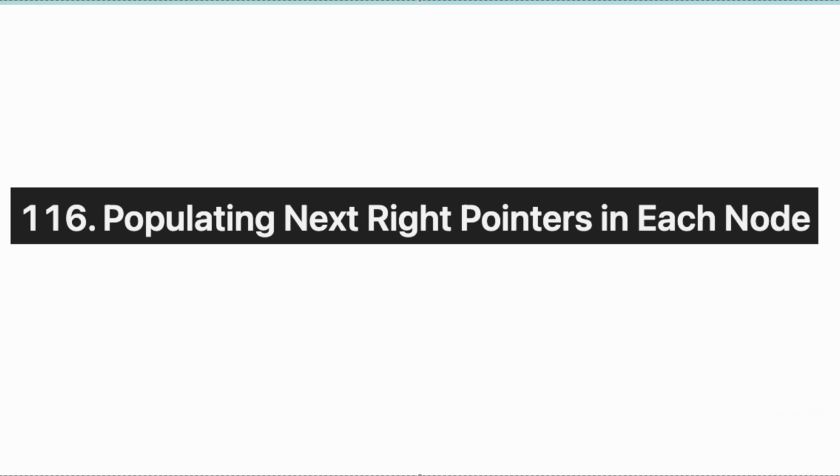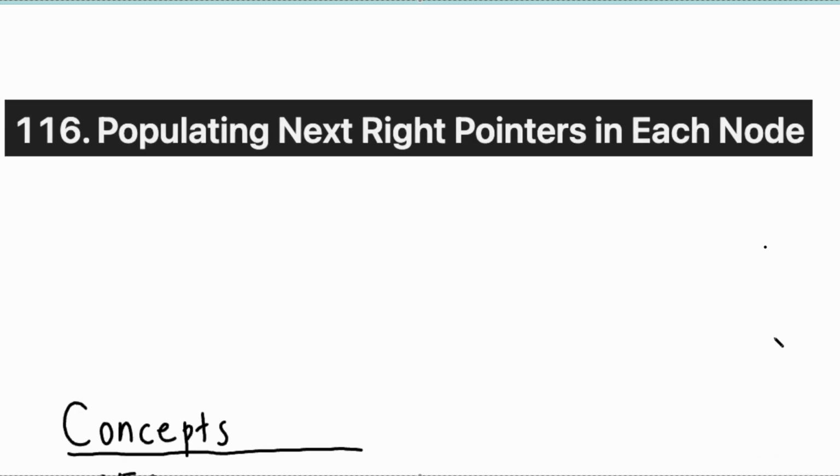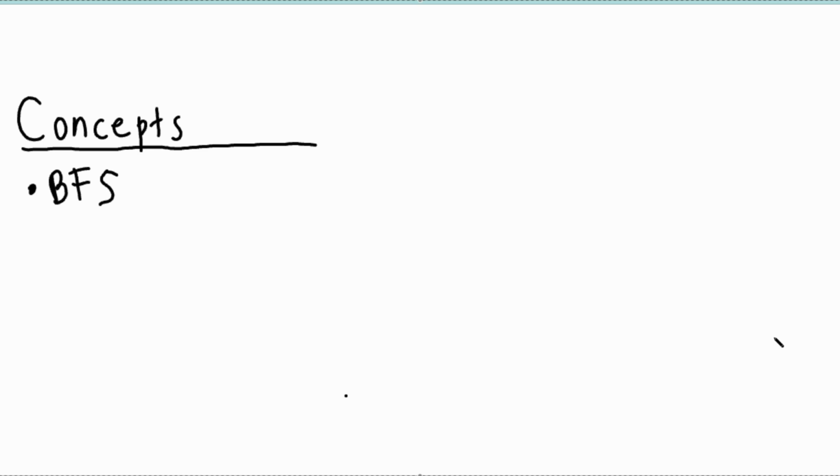Problem 116, populating next right pointers in each node. So to solve this problem, we need to know one concept, and that's BFS. BFS stands for breadth first search and is a graph traversal algorithm that searches the nodes at a given level before searching the nodes at a subsequent level. And by level, I mean depth in a tree.